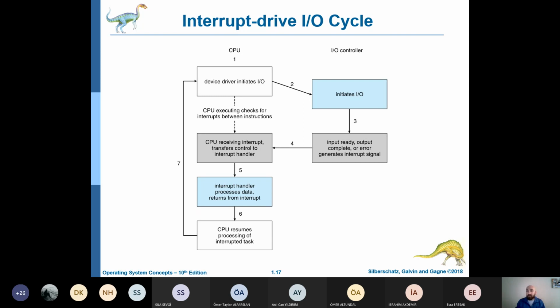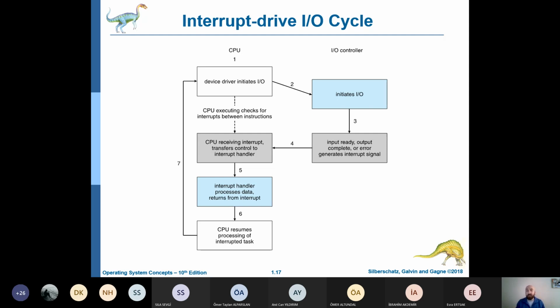Then when the input is ready, or output is complete, or an error is generated, the CPU receives an interrupt and transfers control to the interrupt handler, because when an interrupt arises, we have to handle that. So when the CPU receives the interrupt, it has to transfer its program control to the interrupt handler. The interrupt handler processes data and returns from the interrupt. After that point, the CPU resumes processing of the interrupted task, and this is called the I/O cycle.